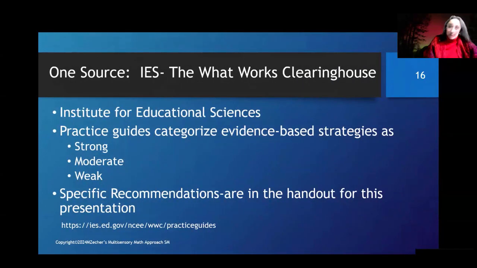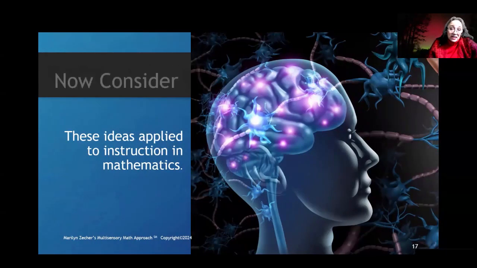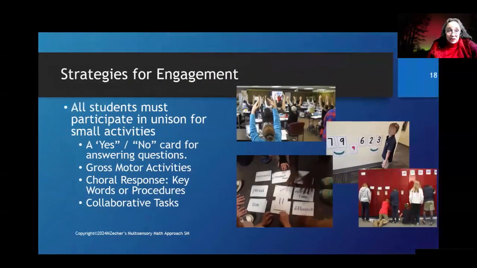Another source of evidence-based strategies is from our Institute for Educational Sciences, the What Works Clearinghouse and its practice guides. They list evidence that have maybe sorted from 4,000 studies down to 100. And they list the evidence as strong evidence to support its use, moderate evidence, or weak evidence. Those specific recommendations are at the end of my handout for this presentation. And these ideas, all of them, can be applied to instruction in mathematics.